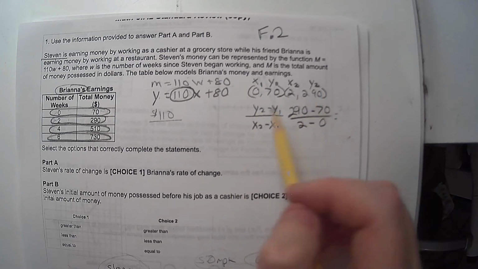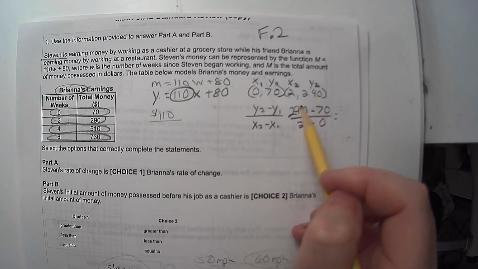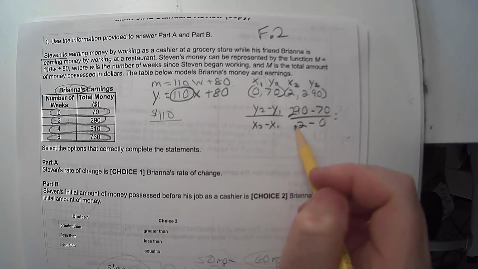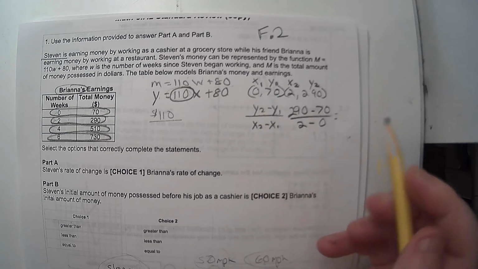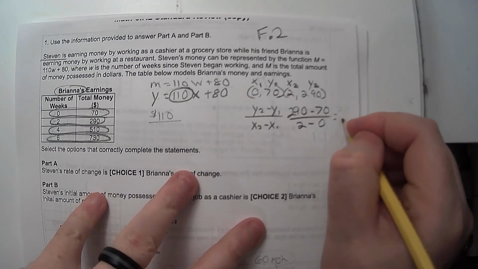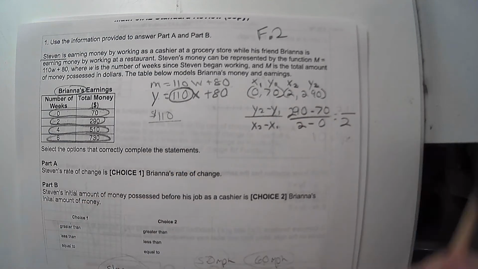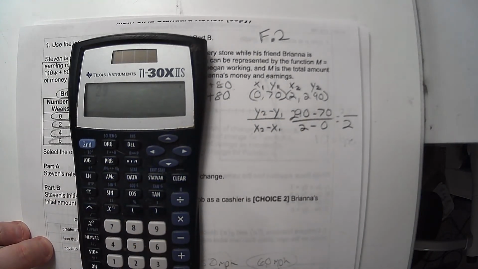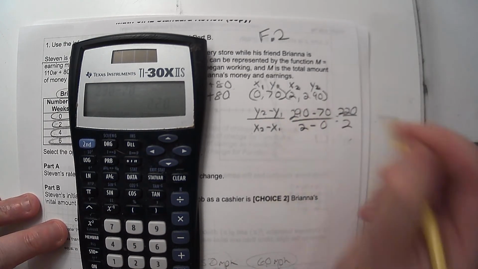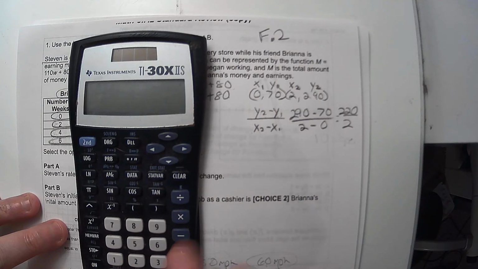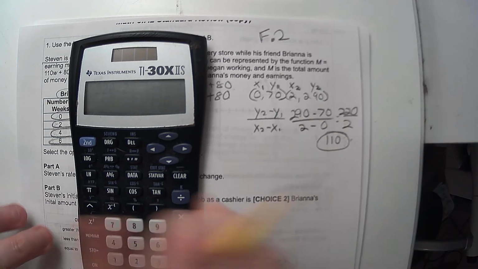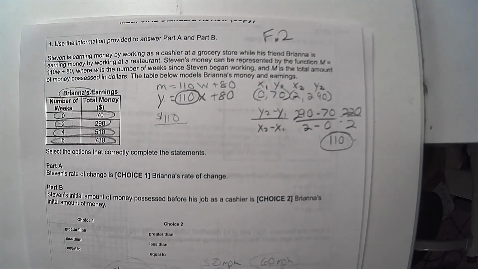So now that we've got everything labeled, we just put it in the right spot. My Y2 is 290, my Y1 is 70, my x2 is 2, and my x1 is 0, and we subtract it out. So 2 minus 0 is 2, and then in my calculator, and again, I want you using your calculator, I've got 290 minus 70, I'm going to hit enter, gives me 220. So for this one, I can say 220 divided by 2 is 110.